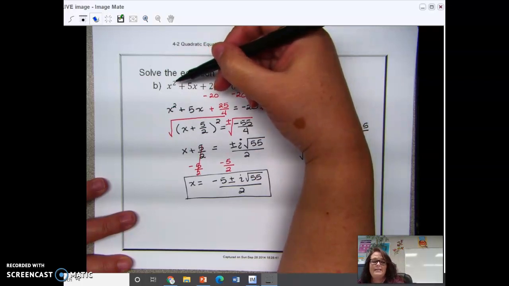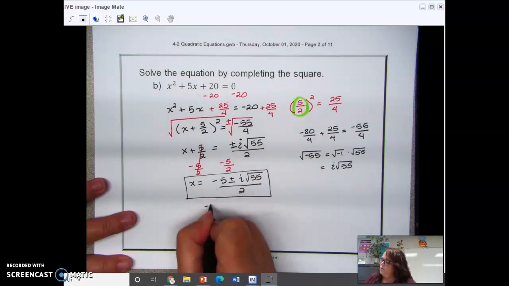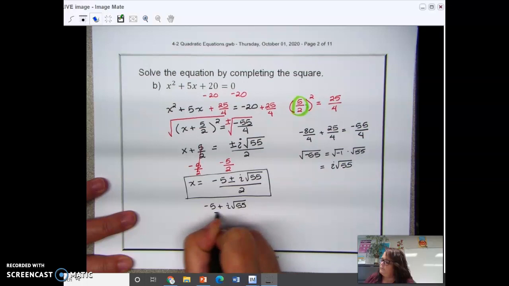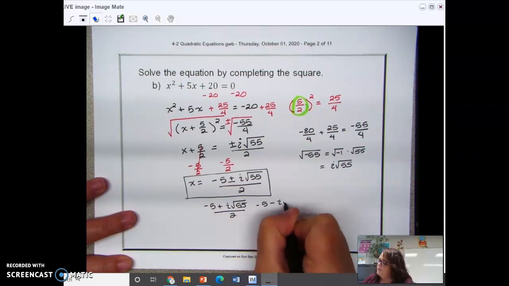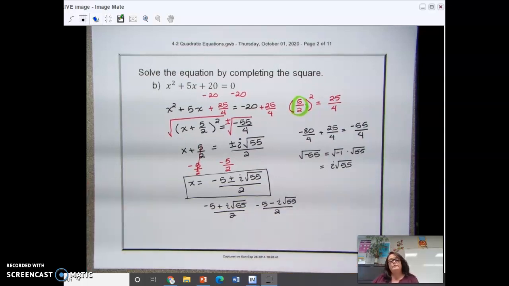So again, the degree of my polynomial is 2. So I would expect to get 2 solutions. And I did because I have the solution of -5 plus i root 55 over 2. And I have the solution of -5 minus i root 55 over 2. Now, we don't have to write them out separately. I just wanted you to see on this one that there are actually 2 solutions.